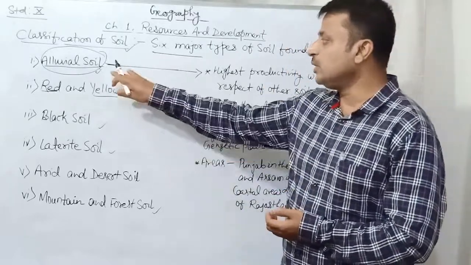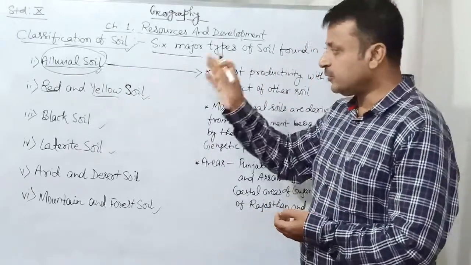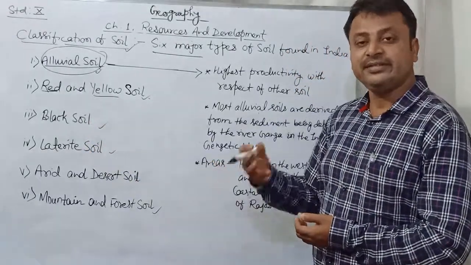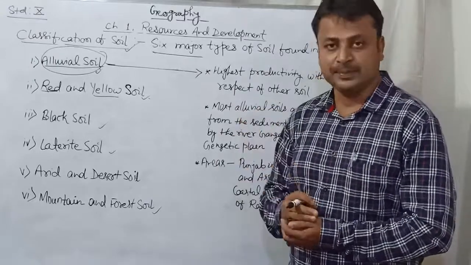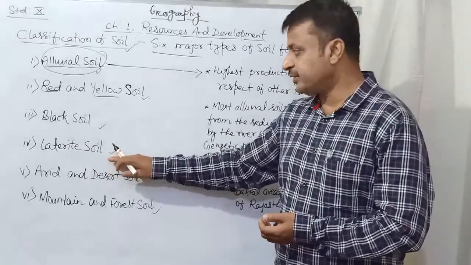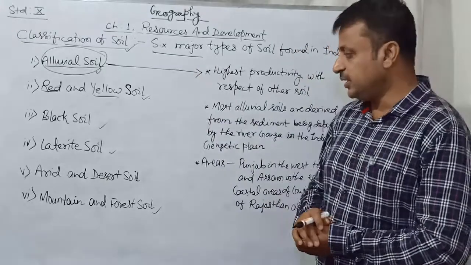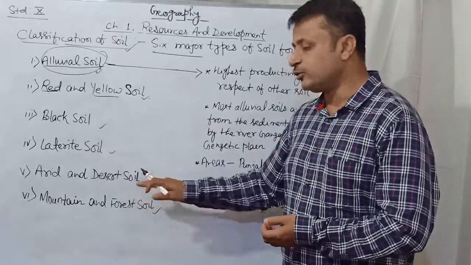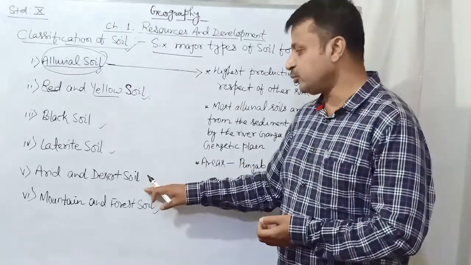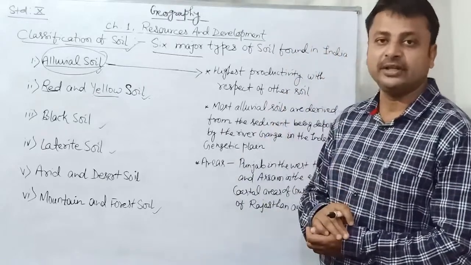For example, the alluvial soil is very much brownish in nature. In a similar form, black soil. The soil got its name black because it is very much black in color. Then after, laterite soil. We will discuss how laterite soil forms and what are the properties of these soils. Next is arid and desert soil. The name is giving you a clear picture that such kind of soil is found in arid and desert regions where less amount of rainfall is there.